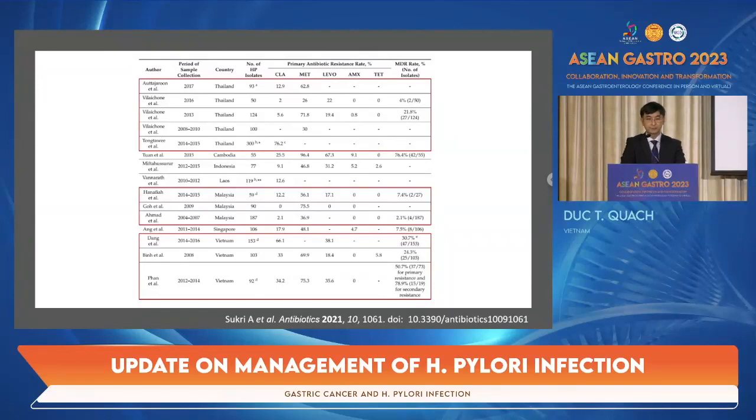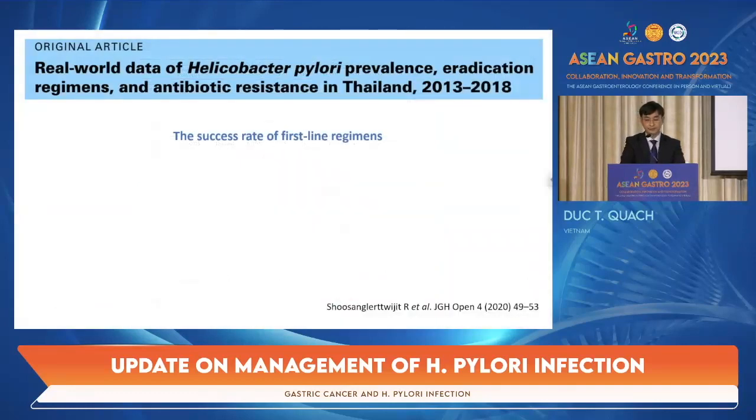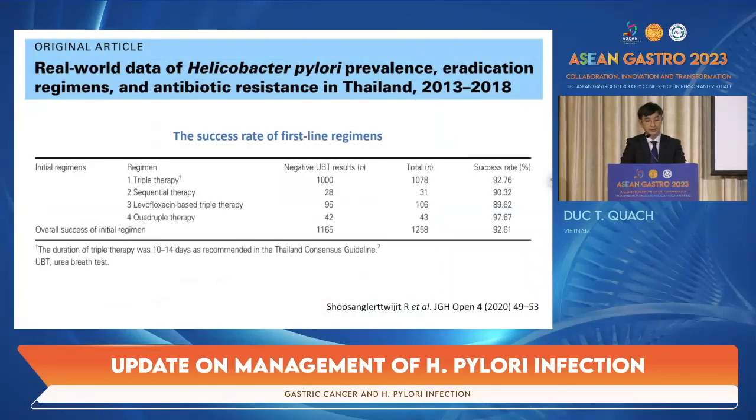So how does this interfere, and how about the real world data of management of Helicobacter pylori infection in our region? I would like to share with you some of the real world data. The first one is from Thailand, and in this single center study, we've shown that if we use the triple therapy, the success rate is still more than 90%, and the sequential therapy or levofloxacin-based triple therapy also have a good result, but not as high as the triple therapy.